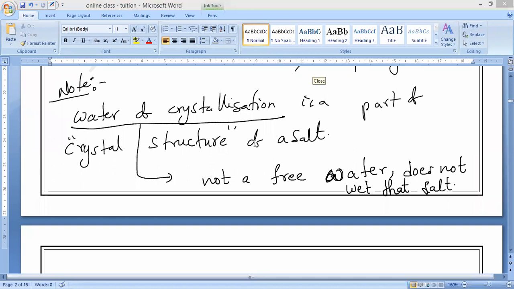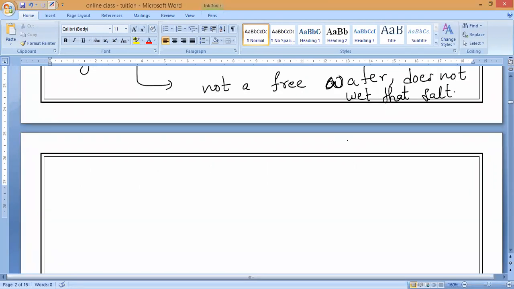Now Nitish is asking, sir, in CaSO4 half H2O, how do we say half? Half, what should we call it? Last class I taught you. What is the name? Anybody? Half indicates what? Semi-hydrate. Have you remembered? It is called hemi-hydrate. Understand, Nitish? Hemi-hydrate.